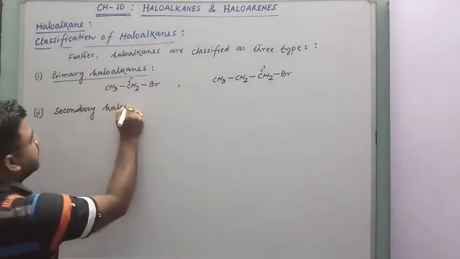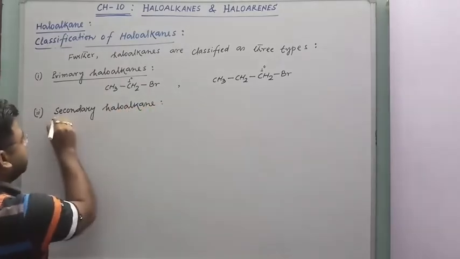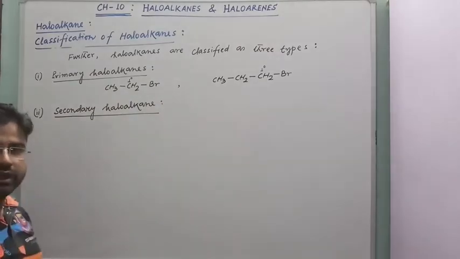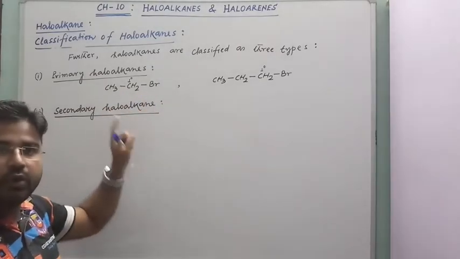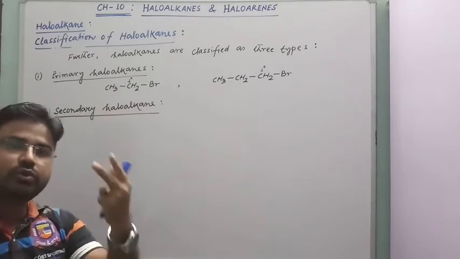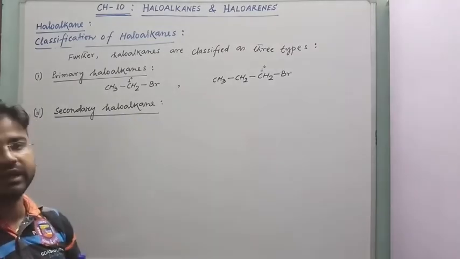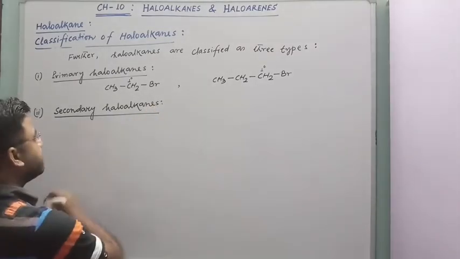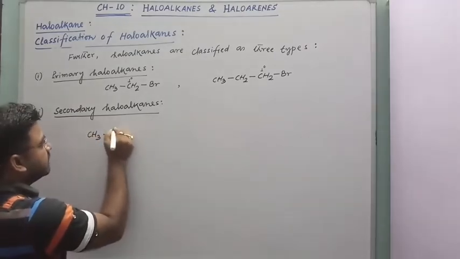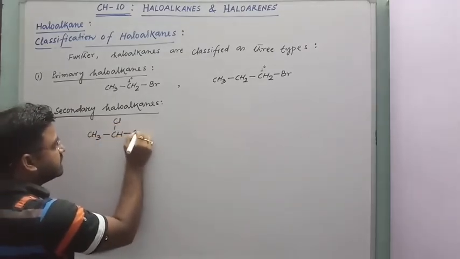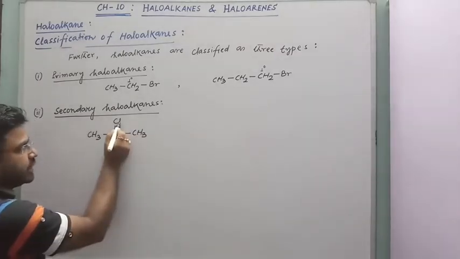What are secondary haloalkanes? When halogen atoms are attached with that carbon atom of the haloalkane which is directly attached with two carbon atoms in the haloalkane, they are called secondary haloalkanes. An example of secondary haloalkanes, say CH3CHClCH3. So here the halogen is chlorine.